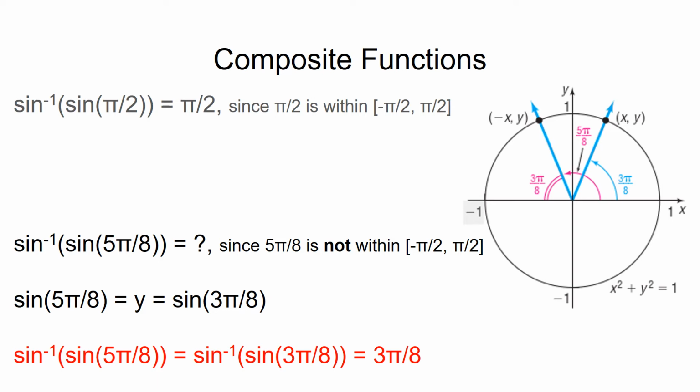Generally speaking, when we have a problem like this, where the original angle lies outside the specified interval, we need to find an angle in the first or fourth quadrant that has the same sine as the original angle, and use that to solve the problem.